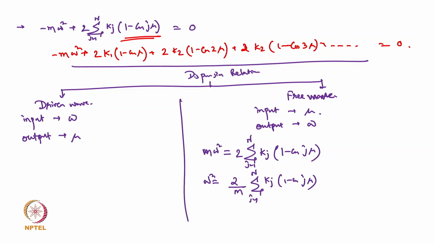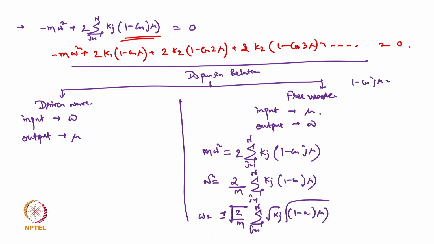So I can input the mu and I can get whatever the omega is coming. How many values of omega can I get? Now if you think, 1 minus cos j mu can be written as sin square j mu by 2, so that way also we can rewrite that full thing. Okay, so this way the full thing can be written.